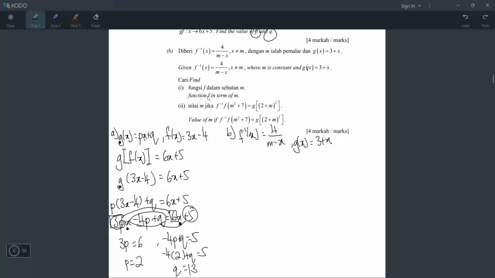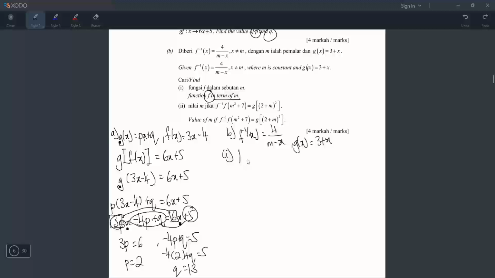Okay, now let's see what they want. Find the function fx in terms of m. So I want to find fx. So I don't think I'll be using this information, right? Maybe the second question only I use this. So the first question, I only use the f inverse to do. So how to find fx? If they give f inverse, how do you do it?